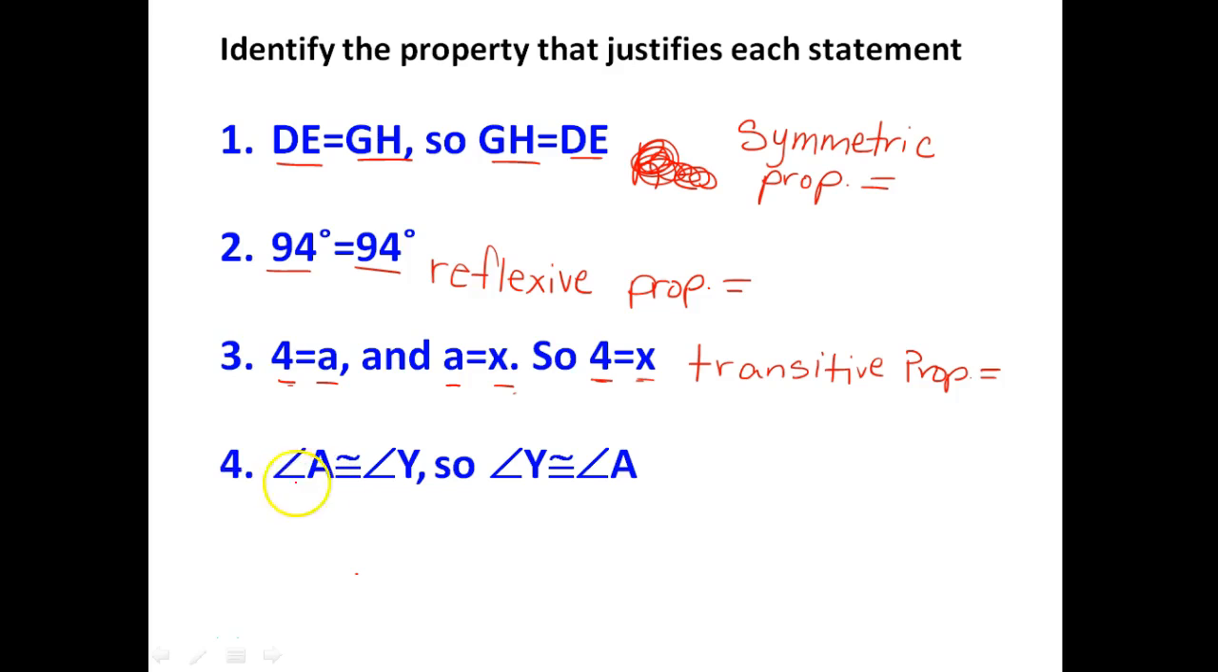of equality. All right, so now we have angle A is congruent to angle Y, so angle Y is congruent to angle A. That is the symmetric property, right? Angle A is congruent to angle Y. All we did was change the order. And angle Y is congruent to angle A. That is the symmetric property of congruence, because we're dealing with angles and you see the congruent symbol.